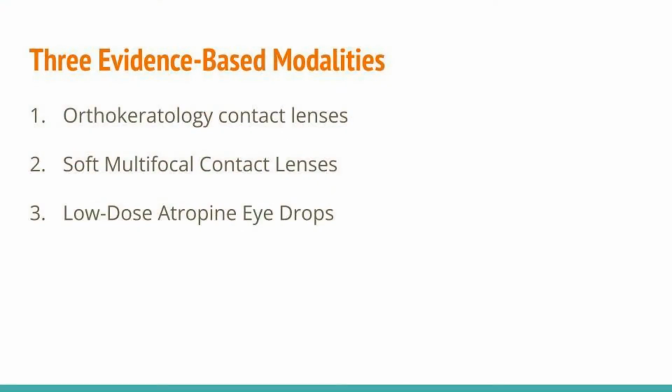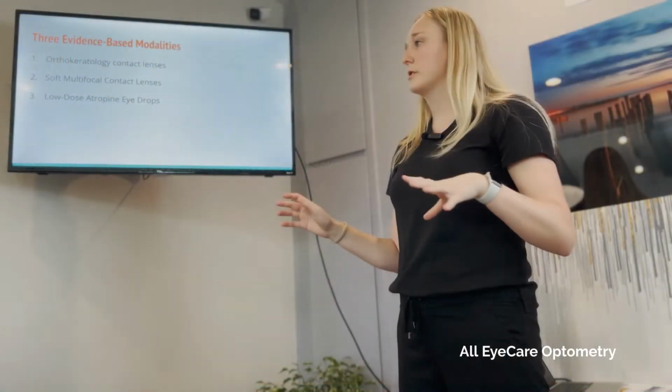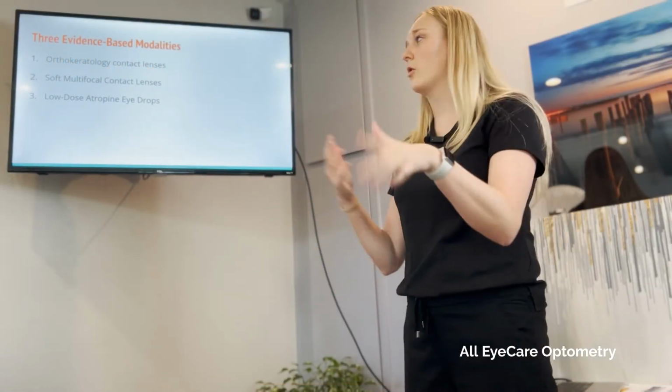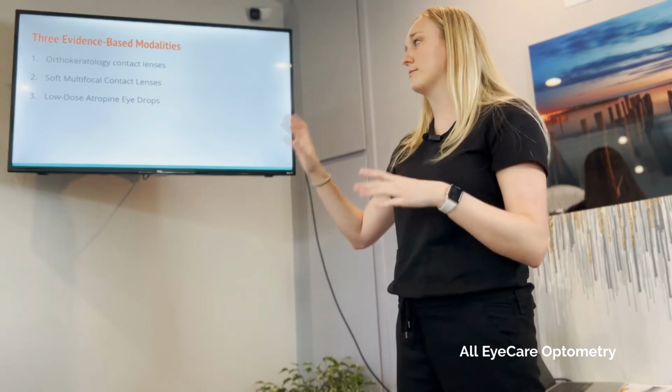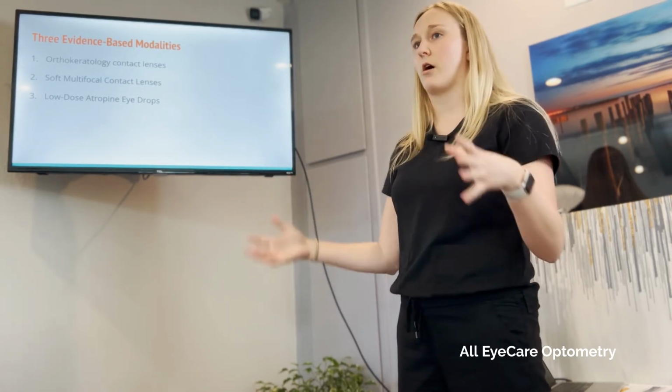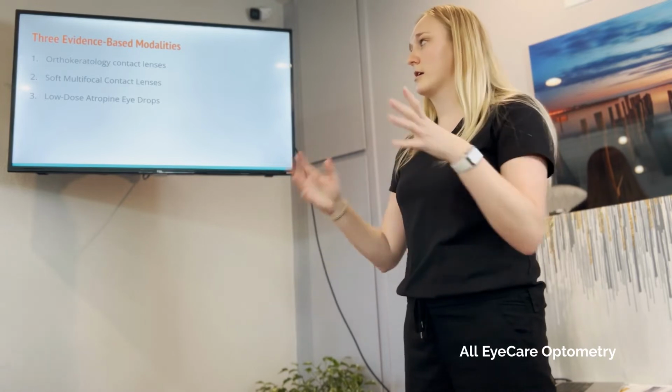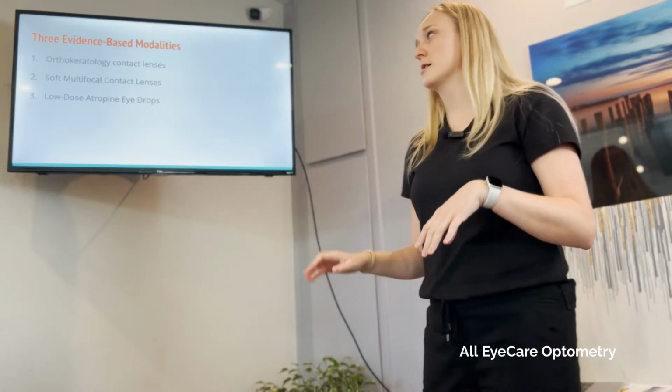Okay, so how do we do myopia control? There's 3 evidence-based ways that we're practicing right now. Myopia control is a huge area of research right now, so there's always new research. There's potential for new treatments down the line, but as of now, these are our 3 that we feel confident practicing and are kind of standard of care across the country.